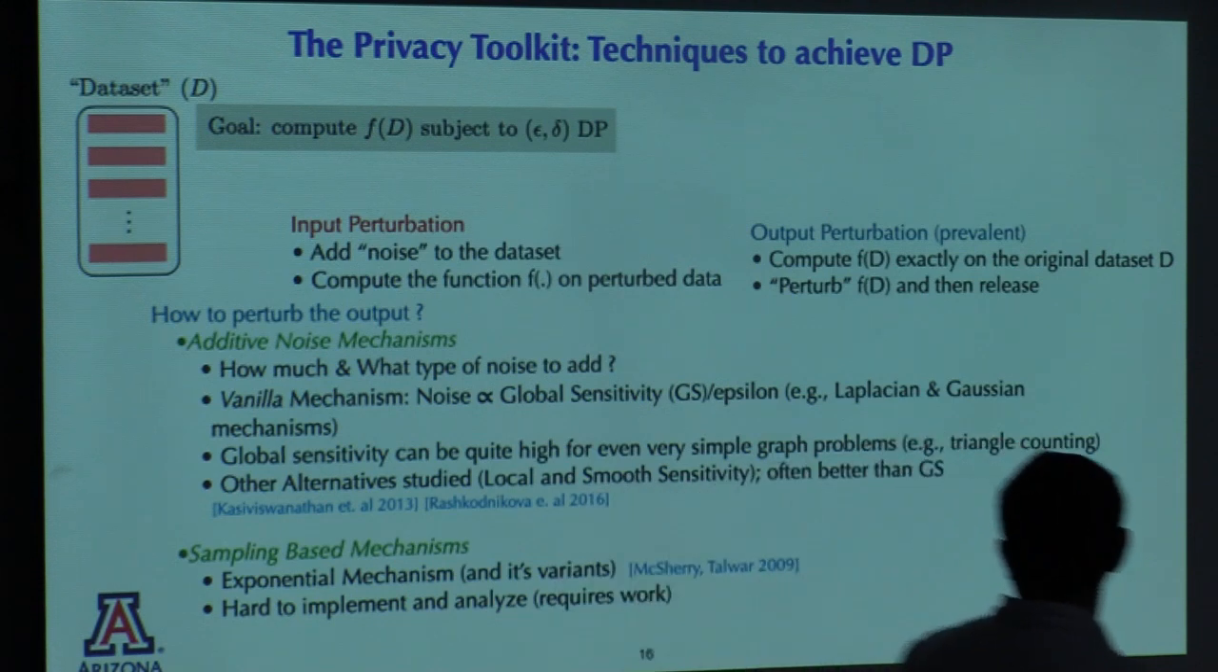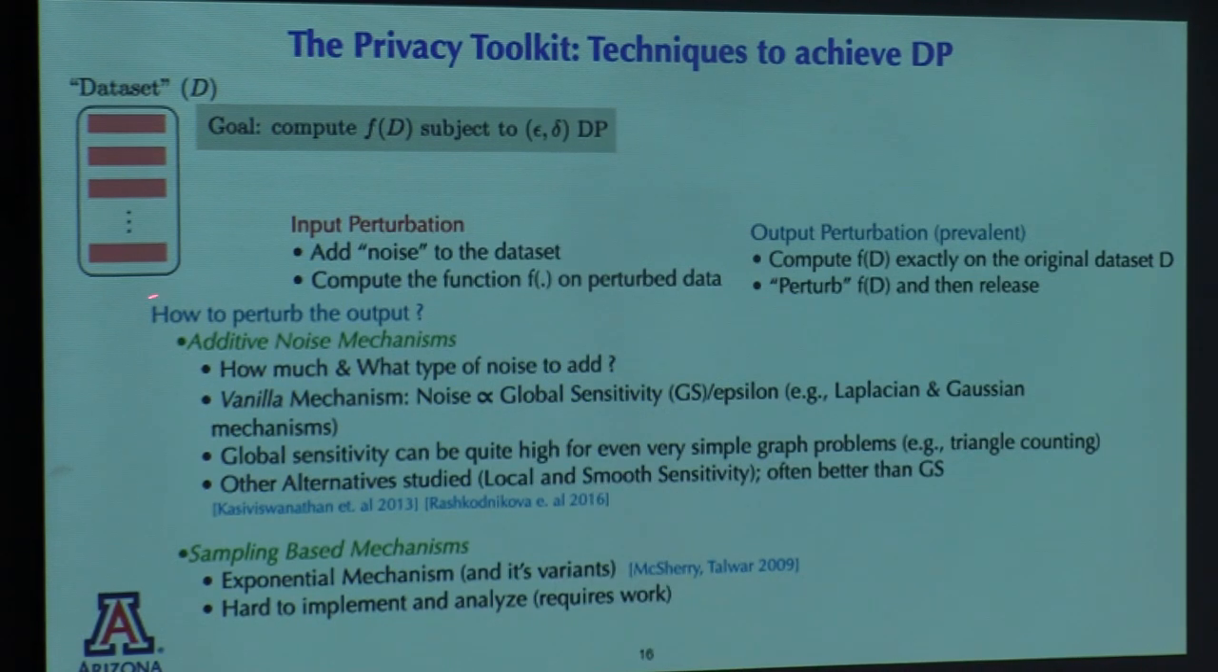There are two broad output perturbation mechanisms. The first one is additive noise mechanisms. You take your function f, compute it on the database, or in this case our graph. So our database will be the graph in our problem. And then you add some noise to it. So the first question is what type of noise and how much noise you add.